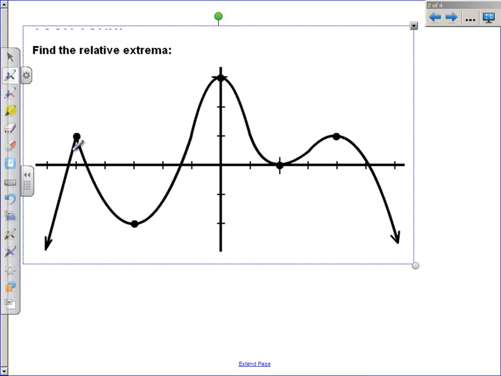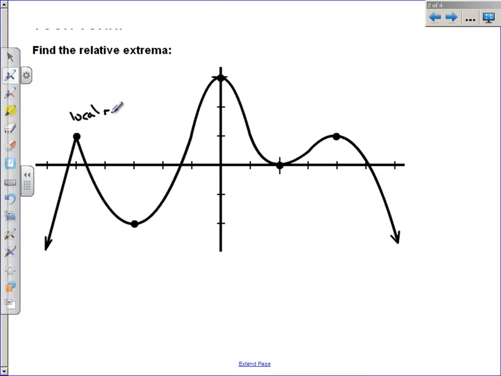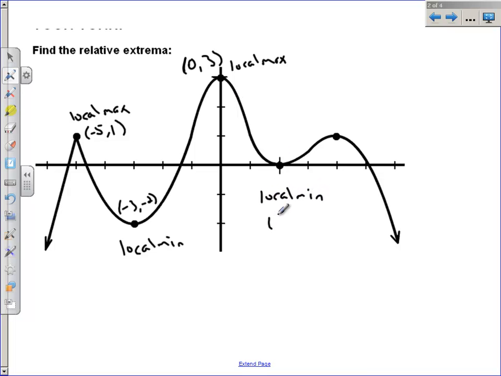Here we've got a graph that turned once, twice, 3 times, 4 times, 5 times. Let's label these. This is a local maximum, and it happens at negative 5, 1. And then here is a local minimum, and that happened at negative 3, negative 2. Here's a local max at 0, 3. And here is a local minimum at 2, 0. And here I've got a local max at 4, 1.